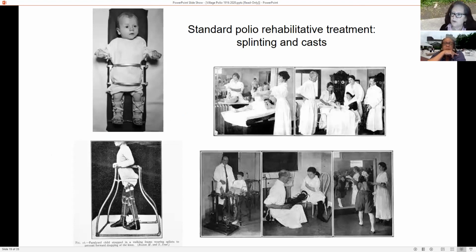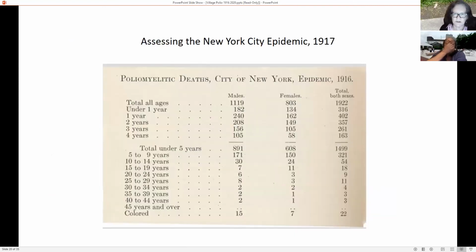And the standard rehabilitative treatment, and I can talk about this later if there are any questions, involved usually splinting and casts. So in assessing the epidemic, health officials went back and looked at who got it. And they saw, as you can see here, that it was mainly children who were under 2 years old, and there were very, very few African-American children.